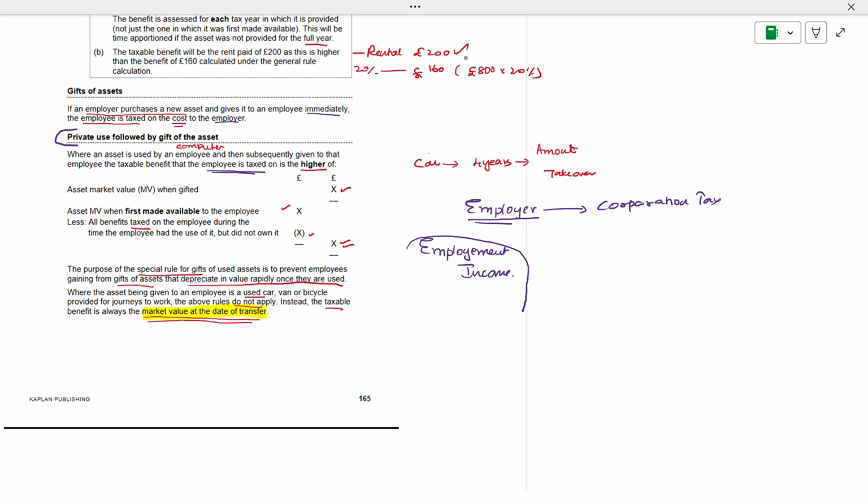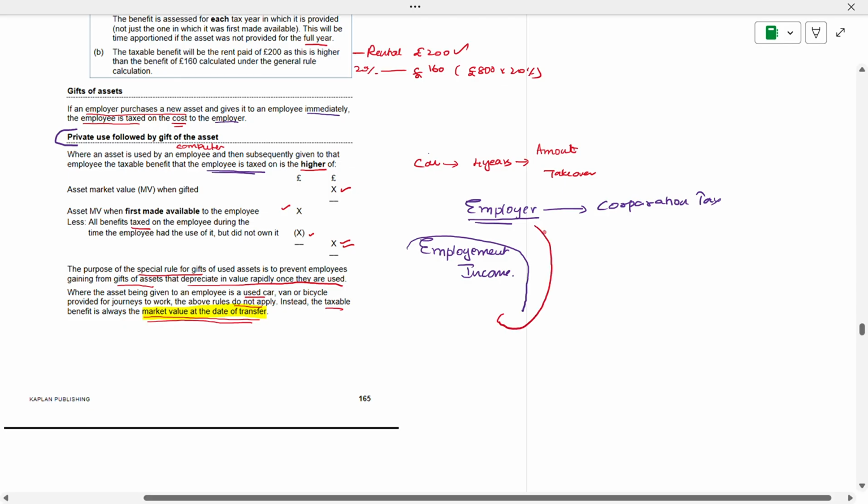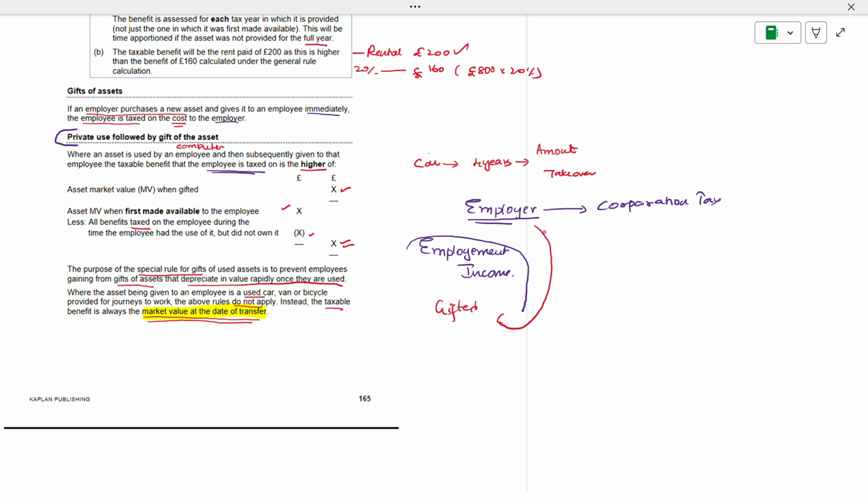When it is employment income, why will this amount be shown under the employment? Employer is purchasing. It means it will be taxed on the employee. When it is gifted to the employee, automatically it will be shifted from here to here. When it is gifted, when it is used for private use, then the employee will be taxed.